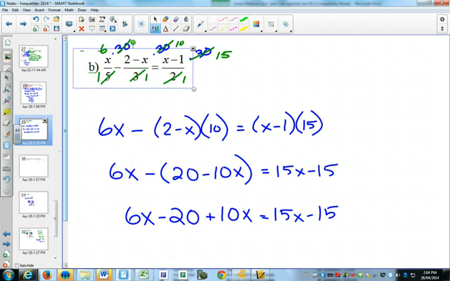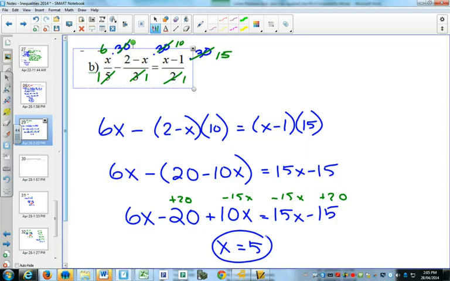Combine your like terms. I'm going to subtract 15x on both sides, and I'm going to add 20 on both sides. 6x plus 10x minus 15x just gives you x equals 5. Yes? The first would be like finding the lowest common multiple, and then being careful with the simplification.